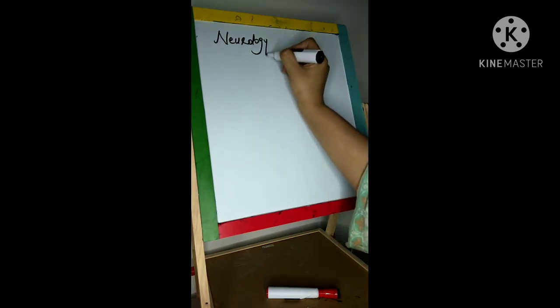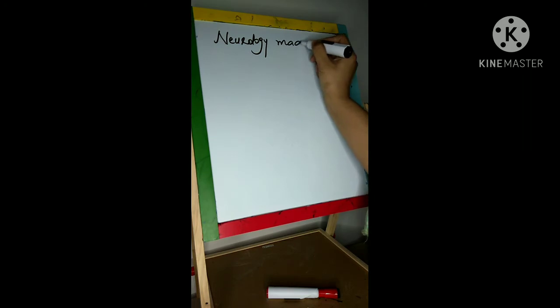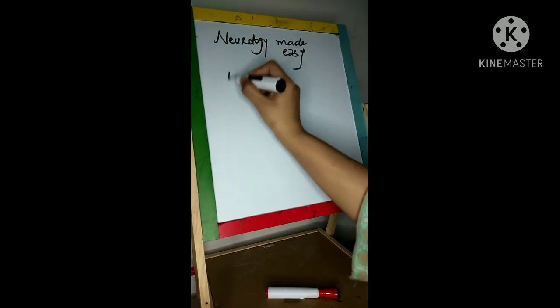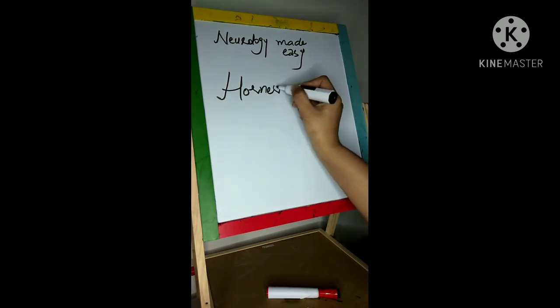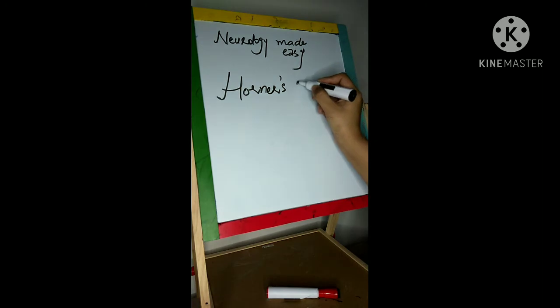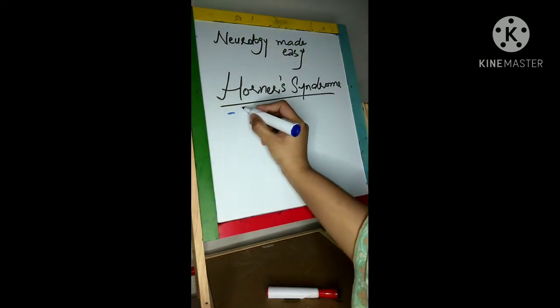So, today the topic we are going to discuss is Horner syndrome. Some of the members of Neurology Made Easy asked me to talk slowly, because some of them are non-native English speakers, so now I'm talking slowly. Hopefully, everyone will understand. So, Horner syndrome has the following features.